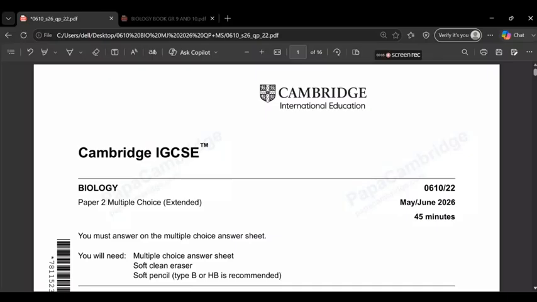Today I will be talking about Biology Cambridge IGCSE Paper 2, multiple choice questions, and it will be the extended part actually. The subject code is 0610, as you know, and the component code is 22. I have chosen the latest paper, May-June 2026, so let's see how we can go about it.